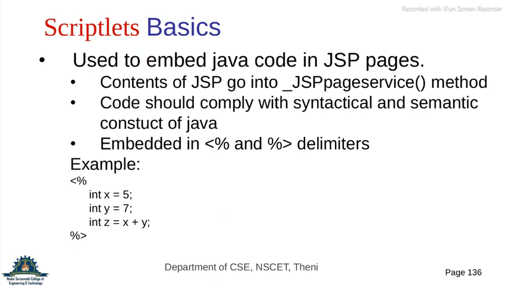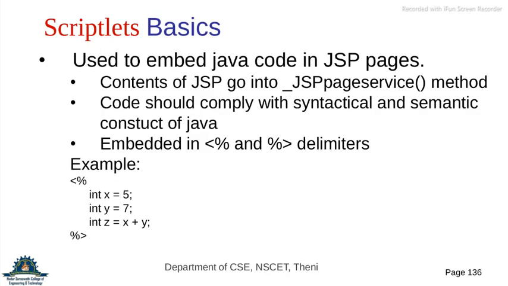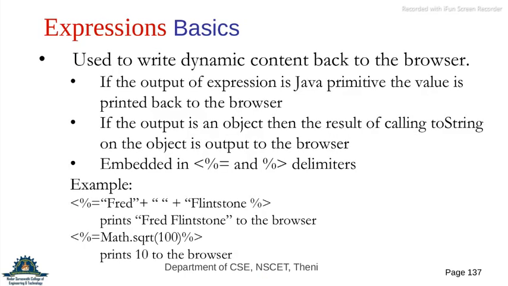You can see clearly what I said previously: you have to use the exclamation mark. There is some minute difference between every content. If you are using percentage exclamation mark, it is termed a declaration. If you are using simply the percentage, it is a scriptlet. For example, integer x equal to 5, integer y is equal to 7, integer z equal to x plus y. Any content may be there, but it should be inside these two symbols. This is the scriptlet.